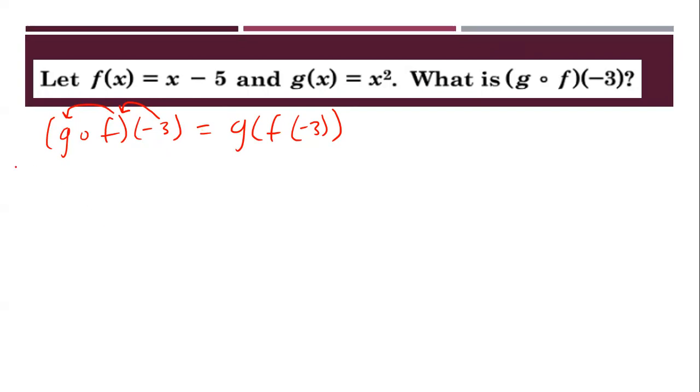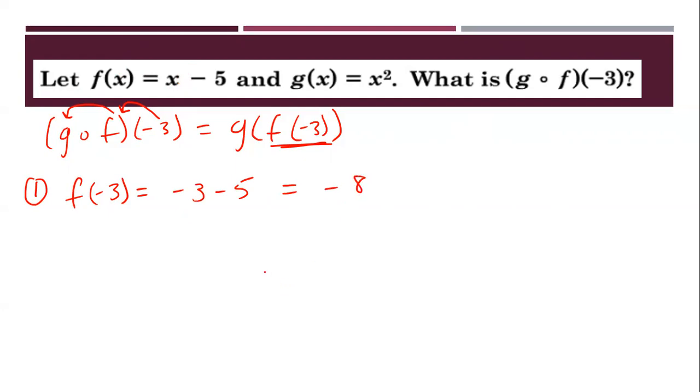Okay? So step one, we're going to do the inside. What is our inside? F of -3. Do we see that? So I'm taking -3 and I'm plugging into this equation. Yes? So that gives me -3 minus 5. What is -3 minus 5?